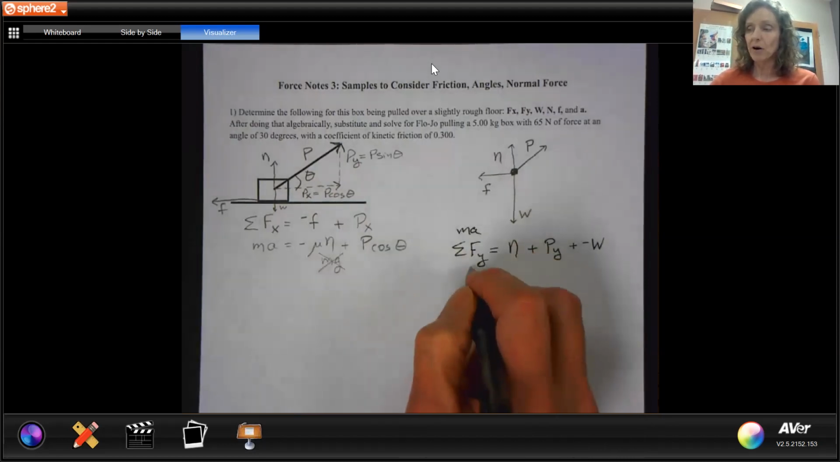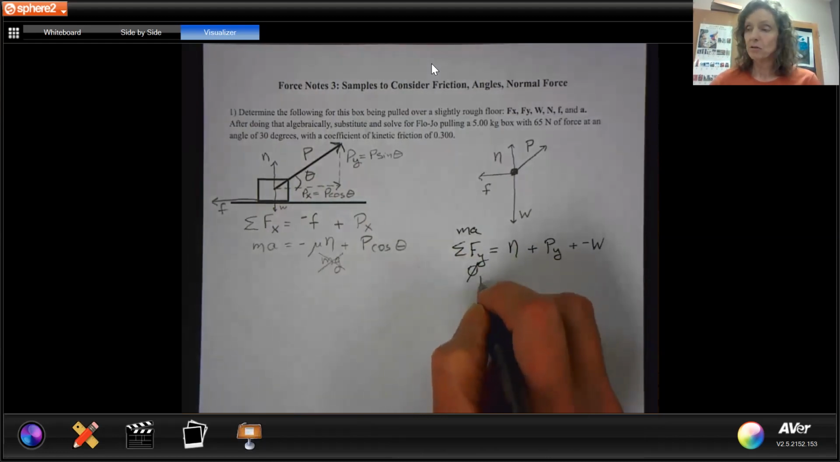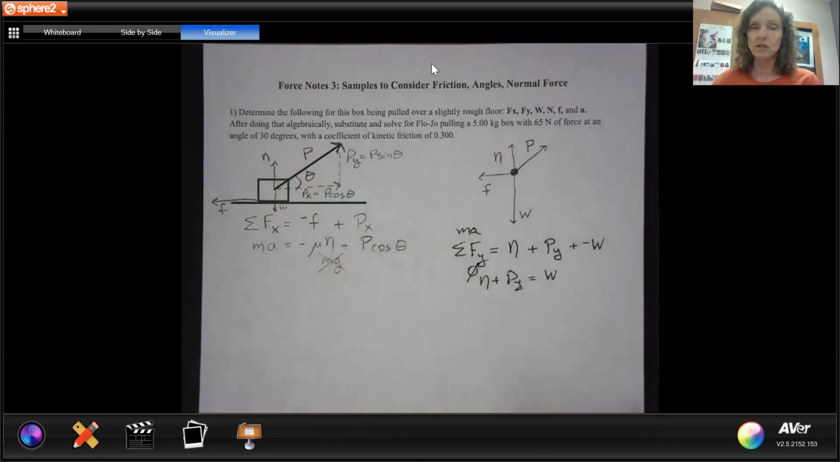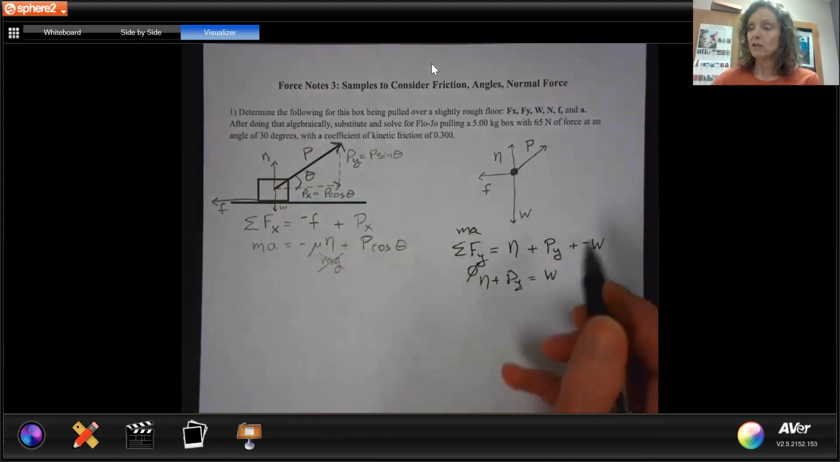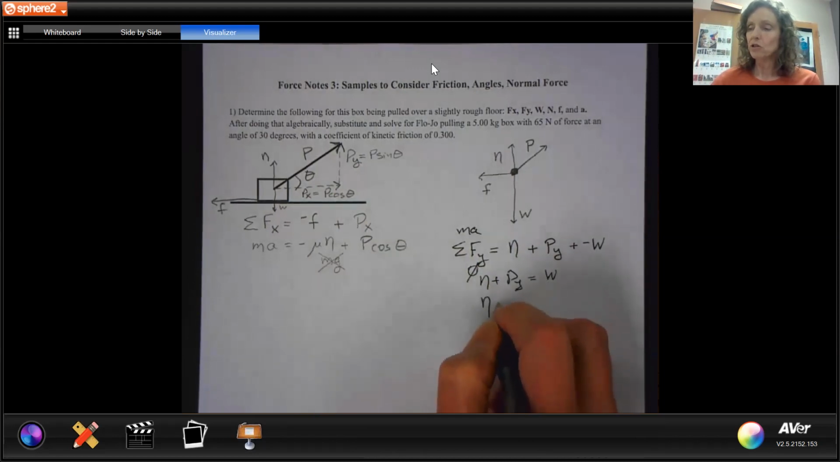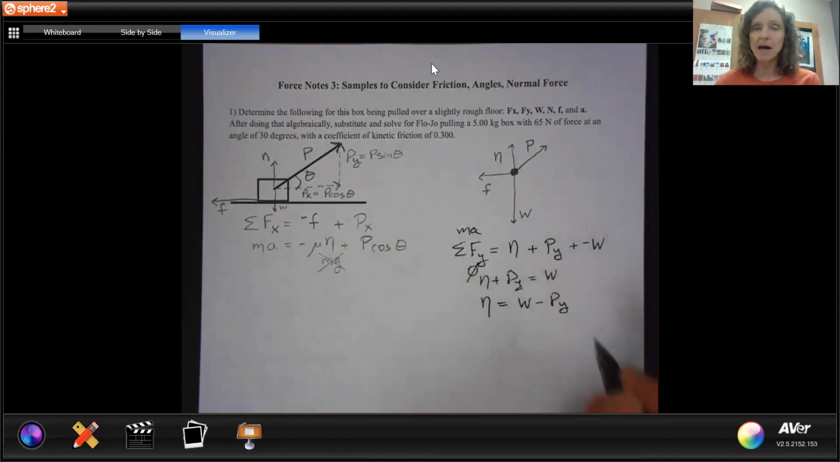If these things all have a mass times acceleration of 0, because the box is not flying up in the air or breaking through the floor, then that means the weight force down is balancing two forces that are up, okay? So I've reversed things a little bit. I added W to both sides, and I'm looking at it this way. In other words, the normal force is going to be equal to the weight minus the amount of lift that's coming from the vertical aspect of that pull.